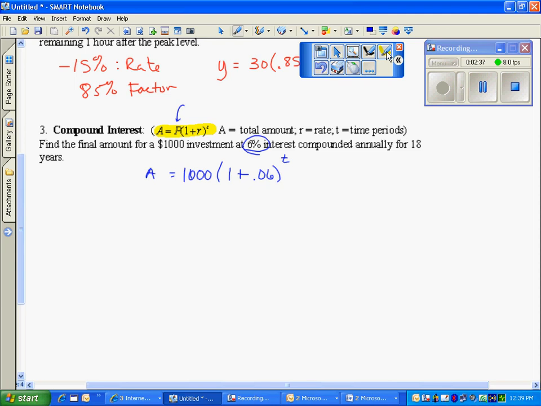Notice this formula in itself is our C times our A. And notice it's growth because my A, my factor, is larger than 1. My rate was 6%. The formula itself has a 1 there that we've been talking about, and that 1 says keep the $1,000 and grow by your 6%.